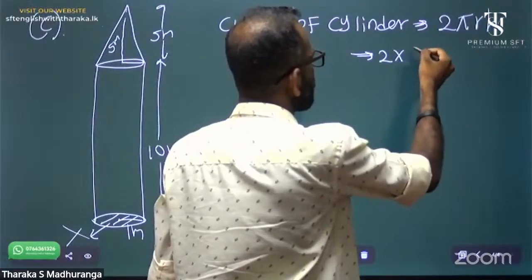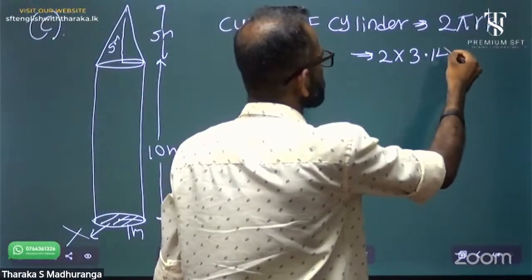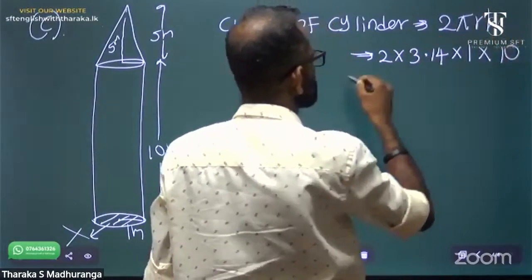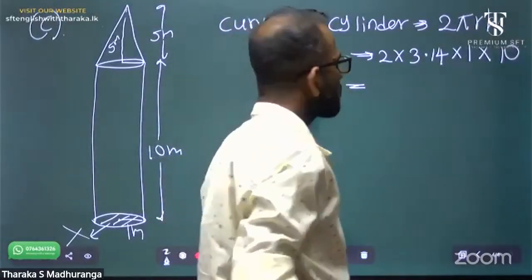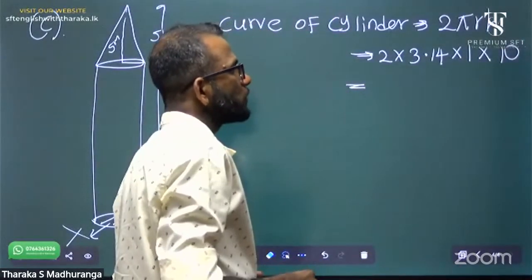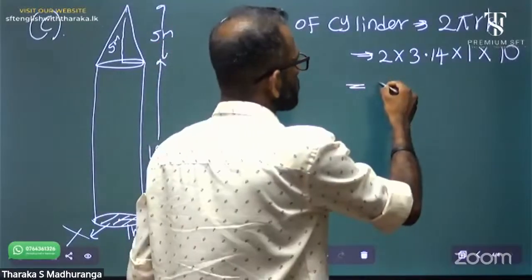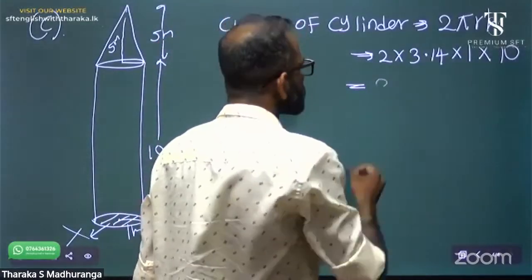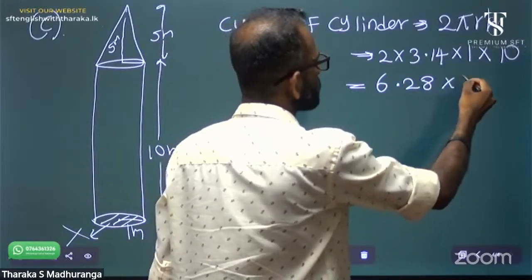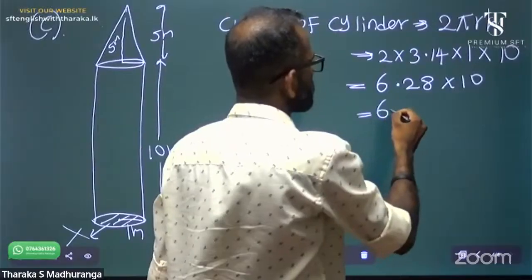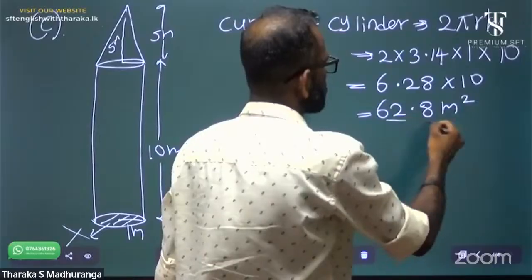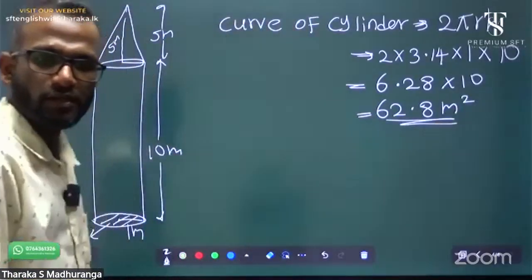2 into π, the value given is 3.14, radius 1, height 10. 2 into 3.14 is 6.28. 6.28 into 10 is 62.8 square meters. Correct?